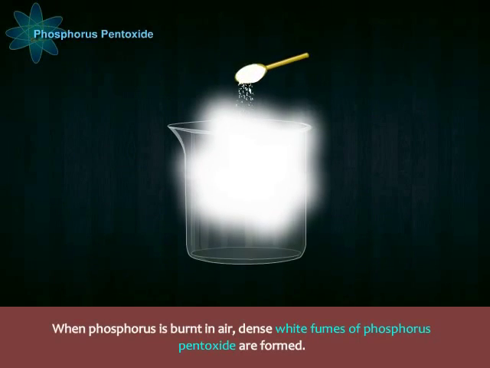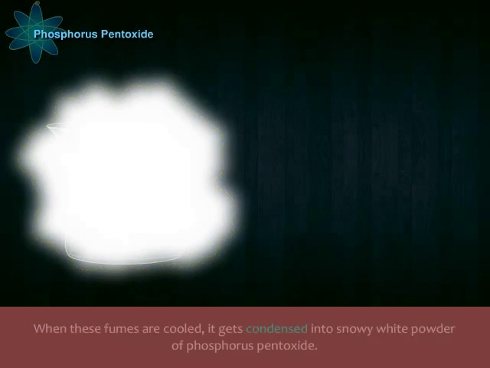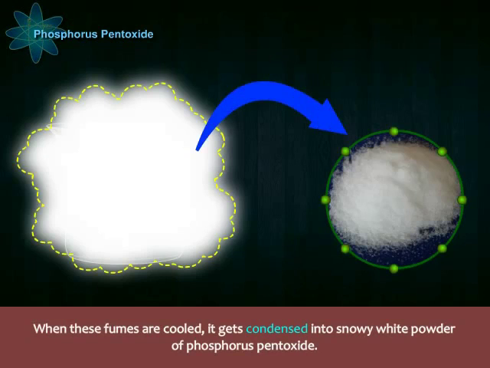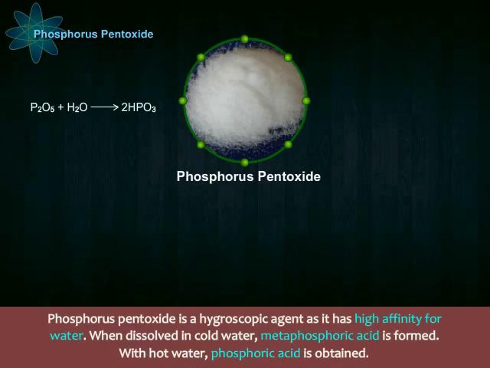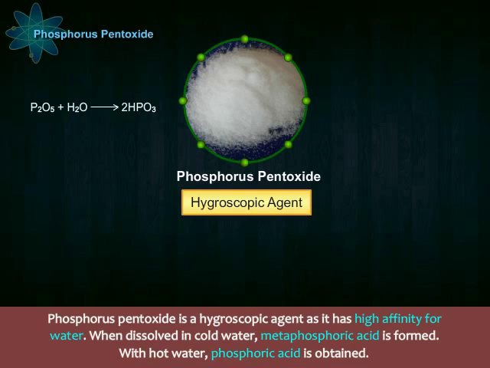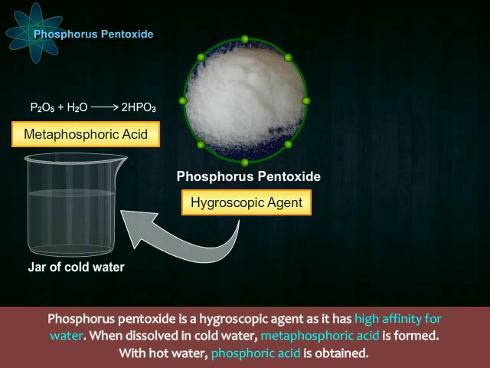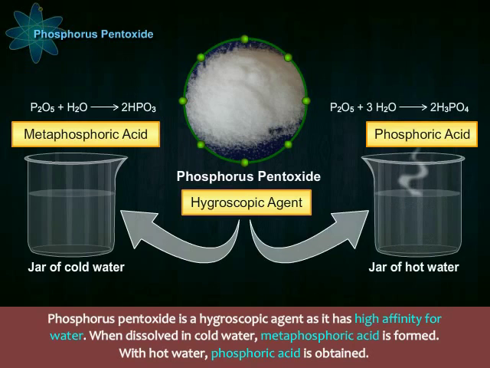When phosphorus is burnt in air, dense white fumes of phosphorus pentoxide are formed. When these fumes are cooled, they condense into a snowy white powder of phosphorus pentoxide. Phosphorus pentoxide is a hygroscopic agent as it has high affinity for water. When dissolved in cold water, metaphosphoric acid is formed. With hot water, phosphoric acid is obtained.